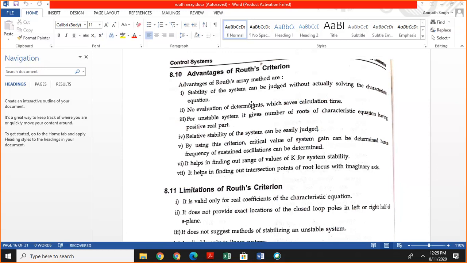For unstable system, it gives the number of roots in positive real part. Relative stability of system can be easily judged, and by using this criteria, we can calculate the critical value of system gain, and frequency of sustained oscillation can also be found out by this method, and it helps in finding out the range of values of K for system stability.